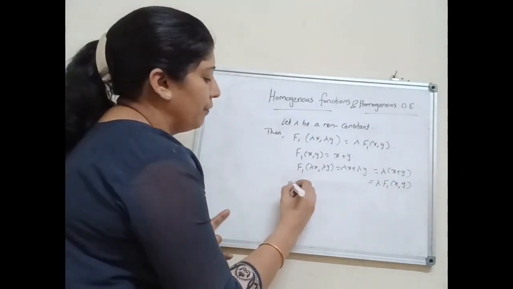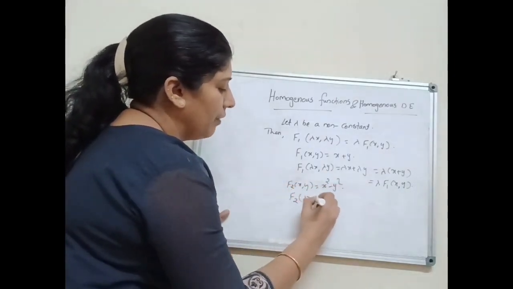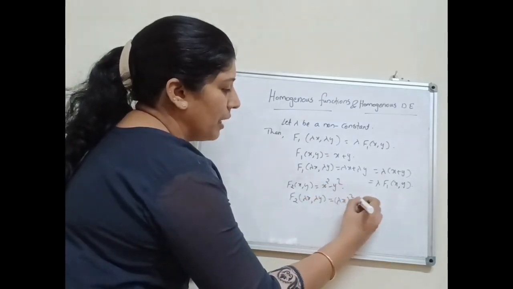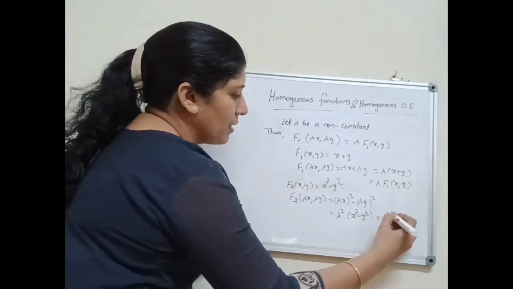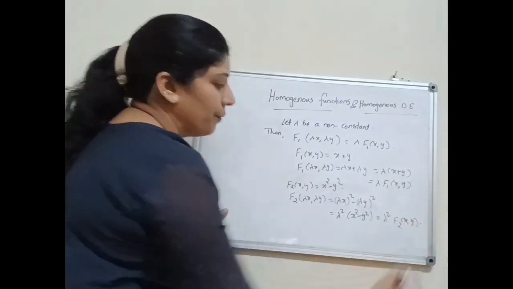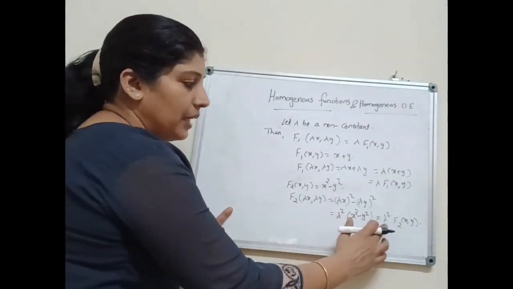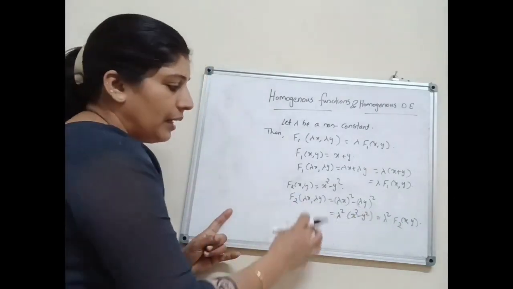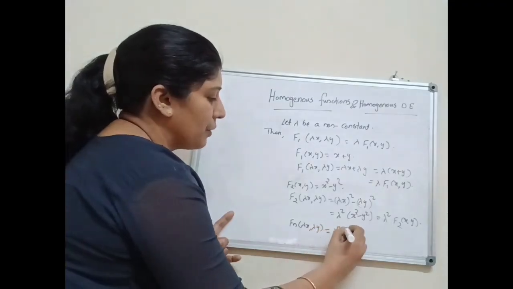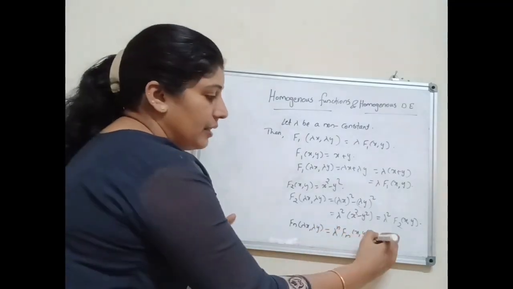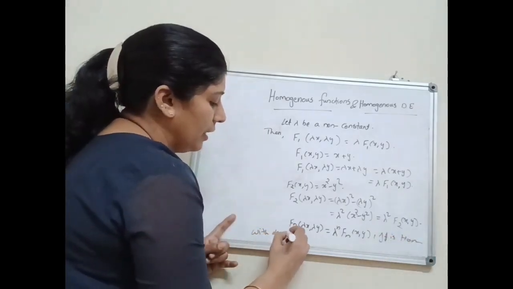Next, consider another function f2 of x, y equal to x square minus y square. Therefore, f2 of lambda x, lambda y can be written as lambda x whole square minus lambda y whole square. That's equal to lambda square into x square minus y square, that's equal to lambda square into f2 of x, y. Continuing like that, we will get f n of lambda x, lambda y equal to lambda raised to n into f n of x, y. It is a homogeneous function of degree n.